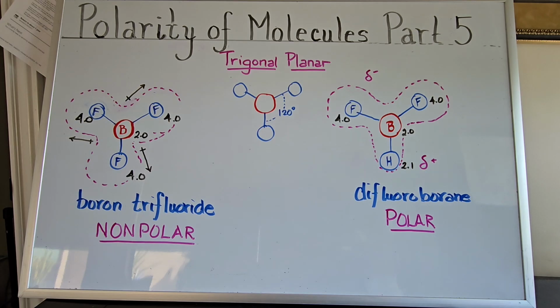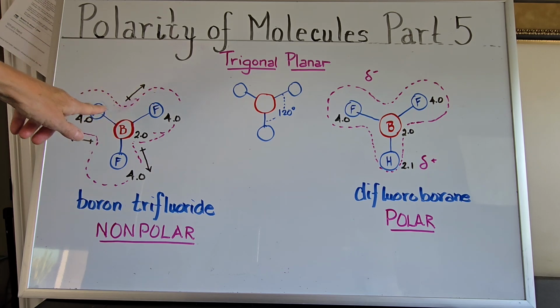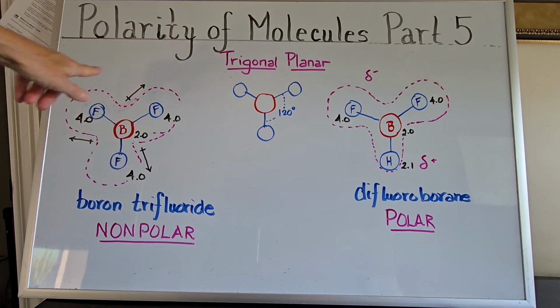And I have a representation of the electronegativities. As you see here, very similar to CO2 or carbon dioxide, these have a difference in electronegativities, but because of the symmetry, and if we go back to our analogy of an electron tug of war, nobody wins the tug of war. There's no side that wins the tug of war.